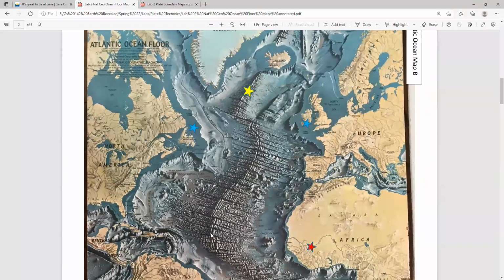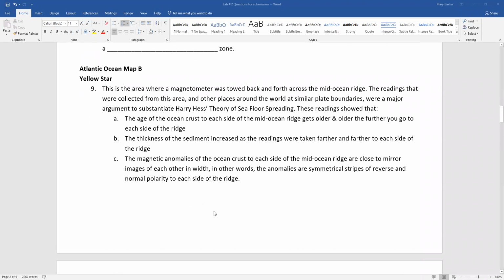And I don't remember what star I got first, so let's go back out here and take a look at the question sheet again. Yellow star. This is the area where a magnetometer was towed back and forth across the mid-ocean ridge back in the 70s or something. The readings collected from this area and other places around the world at similar plate boundaries were a major argument to substantiate Harry Hess's theory of seafloor spreading. These readings showed that, all right, what did they find out about that area by towing a magnetometer?